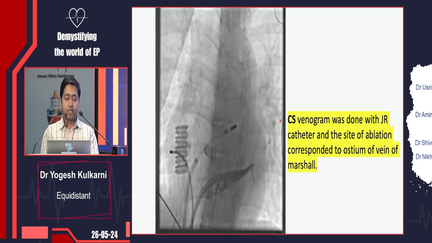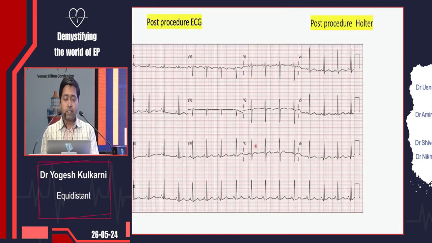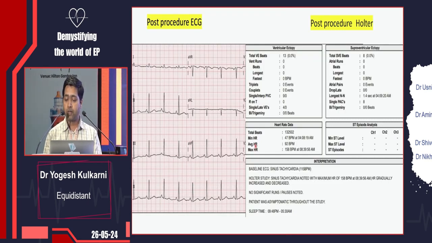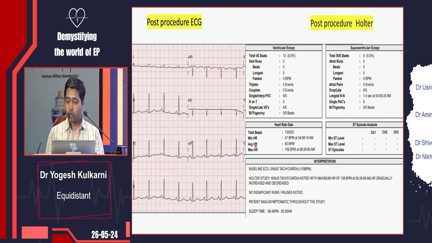Then we removed our ablation catheter, put a JR catheter where we had given the ablation lesion, and did a contrast injection, and we can see a small streak of contrast going upside, which is the vein of Marshall. After that we have done a Holter. There is no tachycardia after that, which was previously very much incessant before ablation.